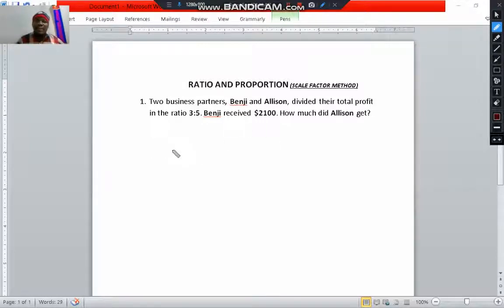So you need to write Benji. In this case, I'm going to say the ratio for Benji would be represented by B. Then the ratio for Alison would be represented by A. So you write that, and then what you write here is what I'm calling the total of everything. Now Benji has a 3 in terms of ratio, then Alison has a 5. All right. So the total of 3 and 5 is 8. So this is how we arrange this.